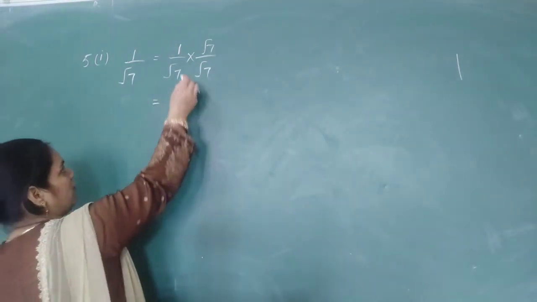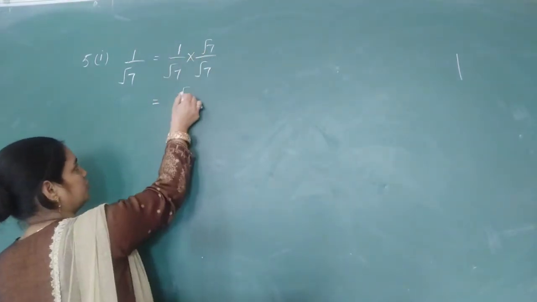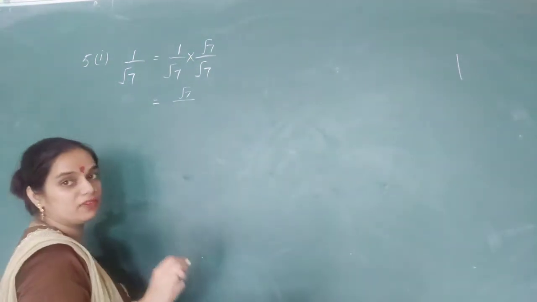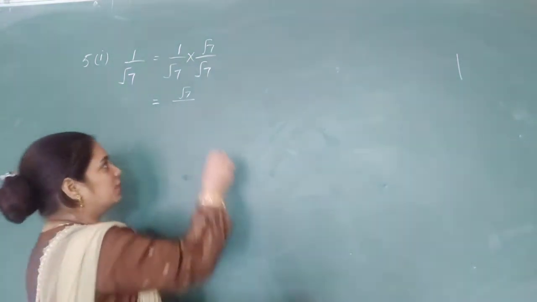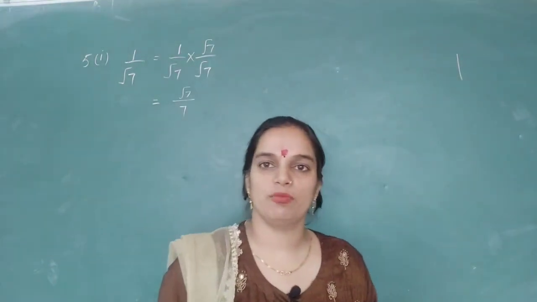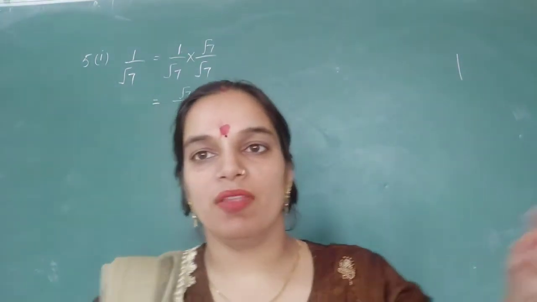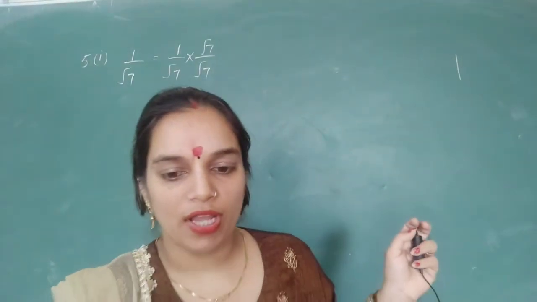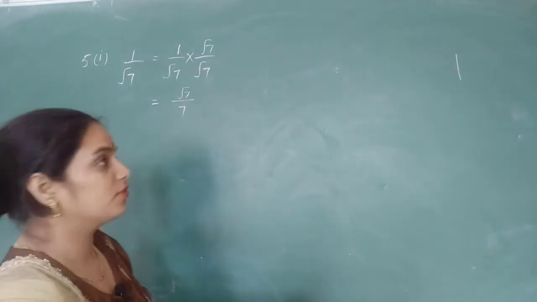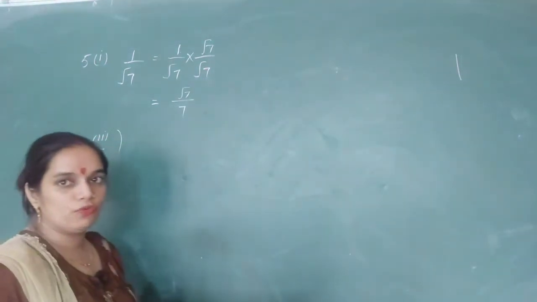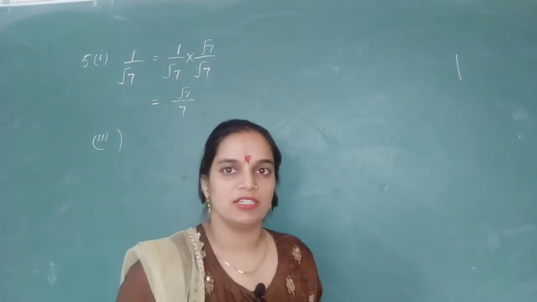So when we multiply both the numerators, we will get root 7, and when we multiply both the denominators, root 7 by root 7, we will get 7. So this is the rationalization of the denominator. From here we remove the root from the denominator. Now let us discuss the third part. The second part you will do yourself, same as the third part.